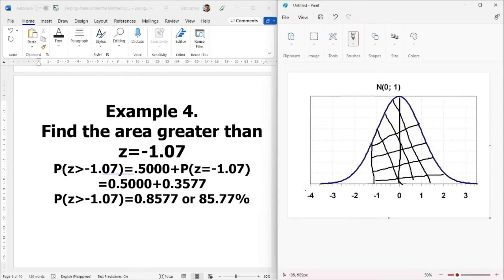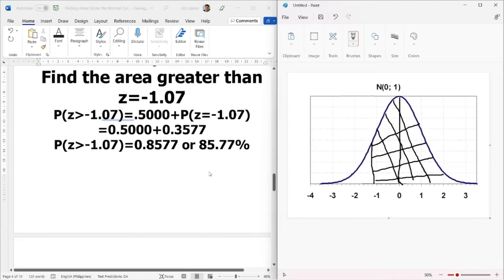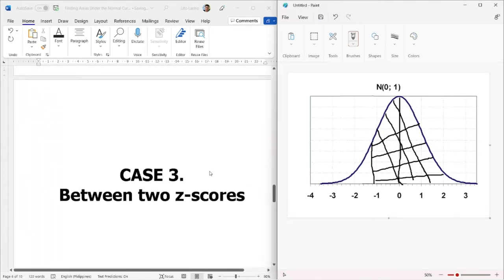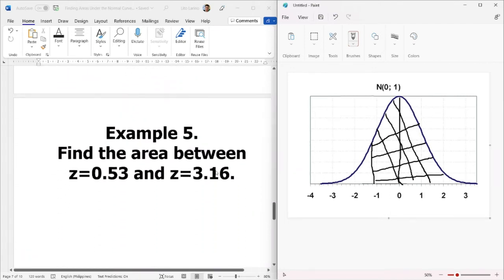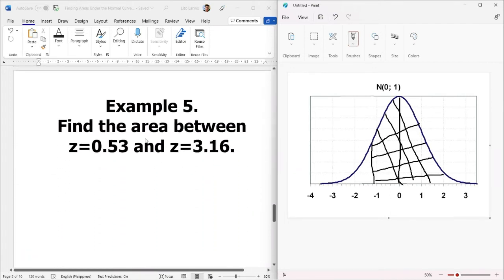This is now the area of the shaded region under the normal curve. How about when we have to determine the area under the normal curve between two z-scores? Let's say our example number 5. Find the area between z equals 0.53 and the z-score 3.16. To better understand this problem, let us illustrate this using our standard normal curve.